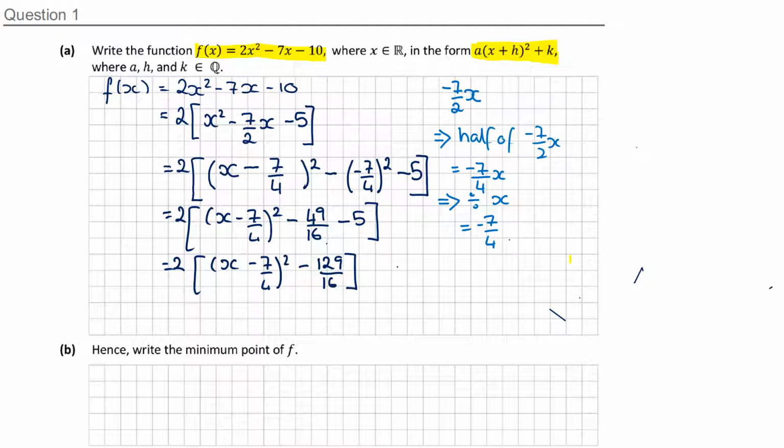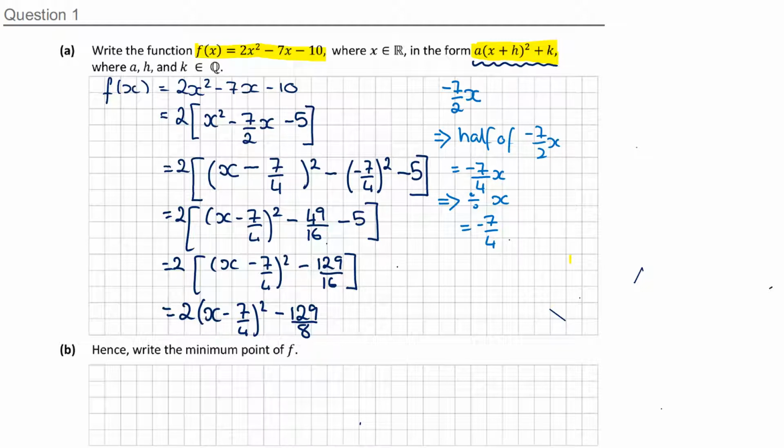We're nearly finished, but notice how in the initial question there was an a bracket and then plus a k. Now we have these square brackets, so we're going to multiply out the square brackets to get rid of them. So it'll be 2 by this bracket here, and it'll be 2 by minus 129 over 16, which is minus 129 over 8. So that is your answer.